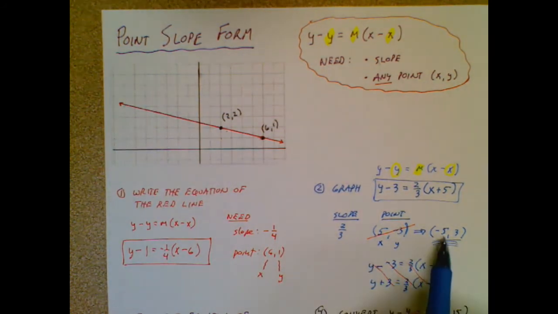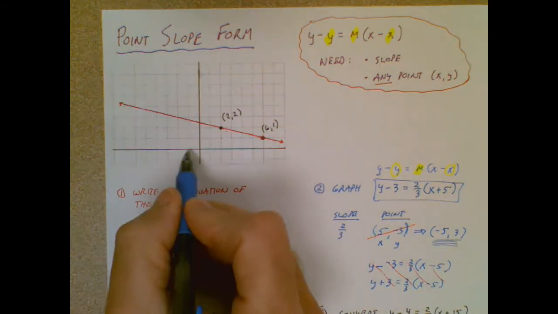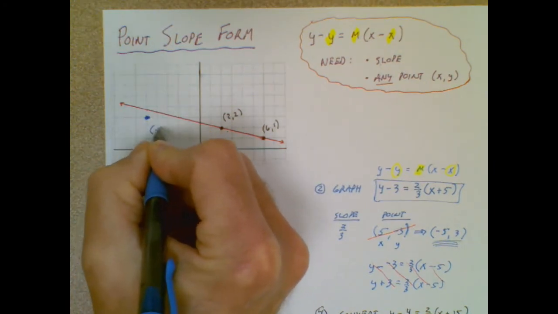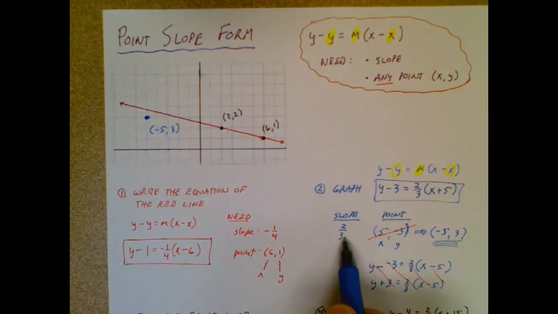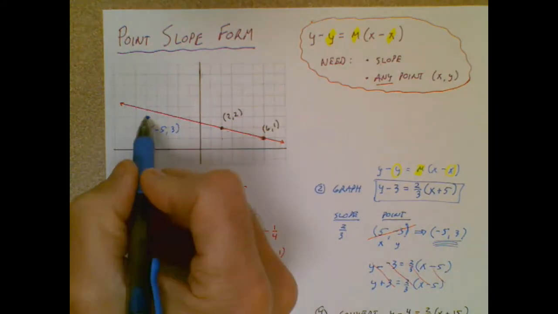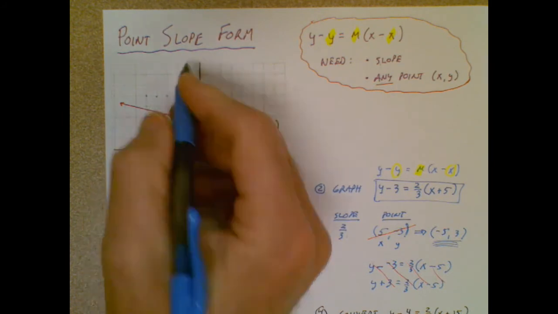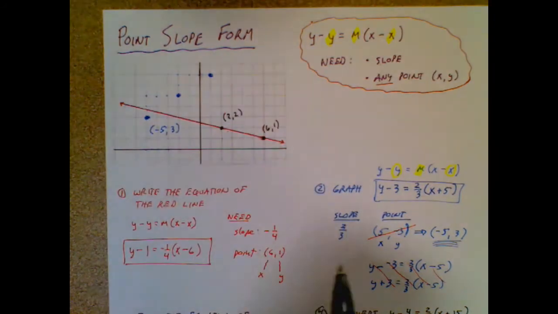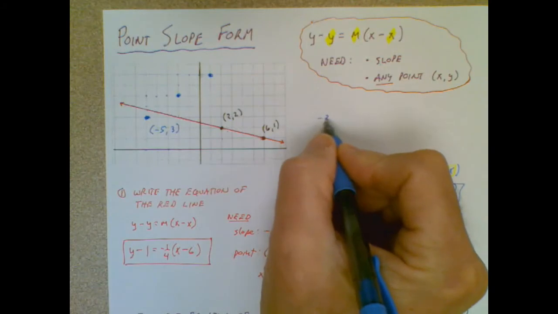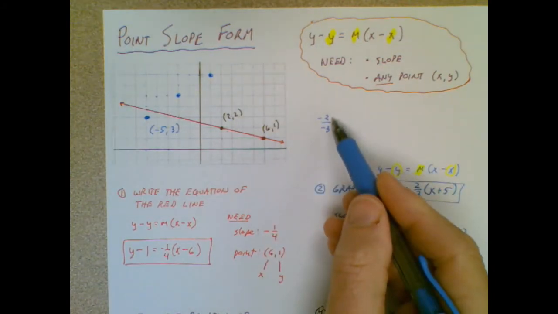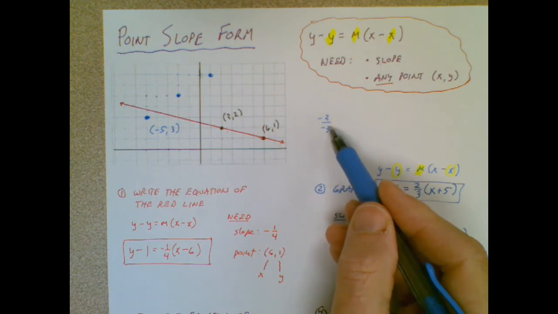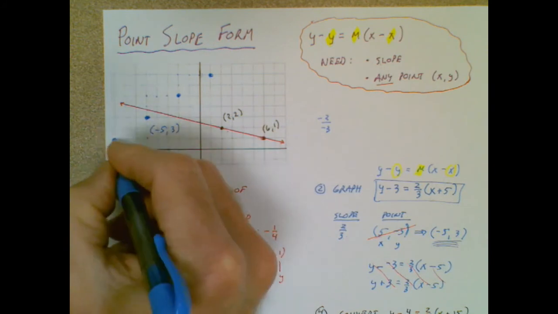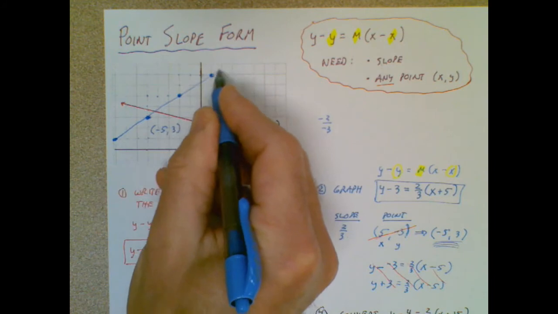All right, so now that I know the point, I can plot it and then plot the slope. There's the point, negative 5, 3. And the slope is going to be 2/3. So I could say a rise of 2, right 3, a rise of 2, right 3, and I can keep up that pattern. Or I could even say a rise of negative 2, which is a fall of 2, and left 3. Down 2, left 3, down 2, left 3. I could keep doing that, but notice it falls right on that line.